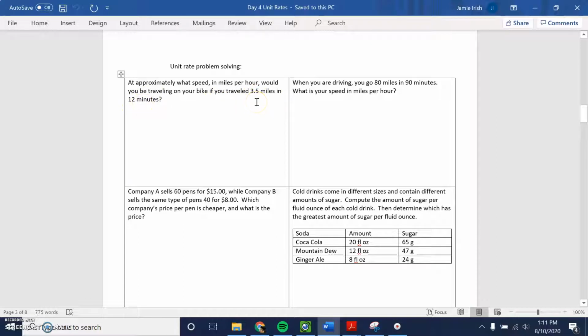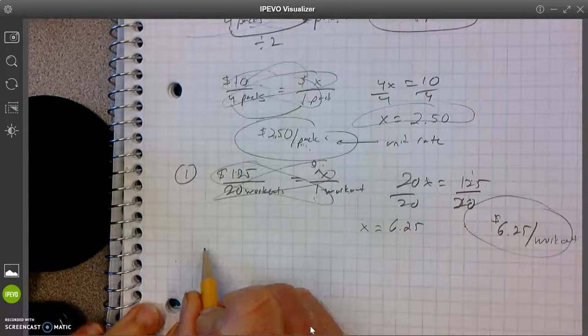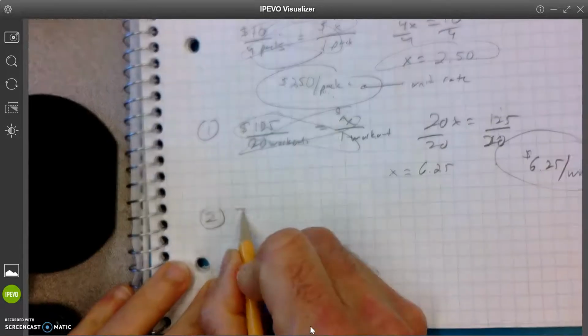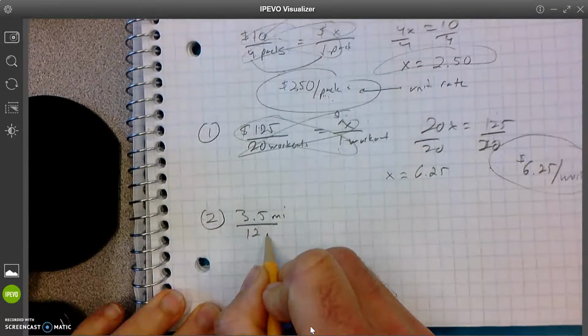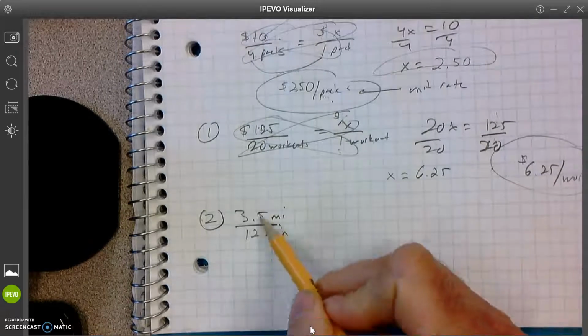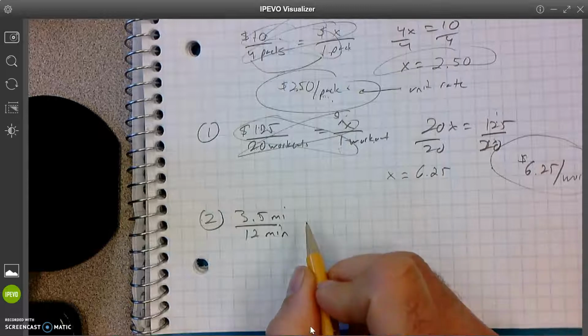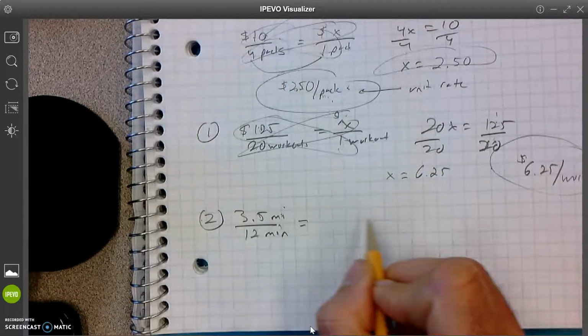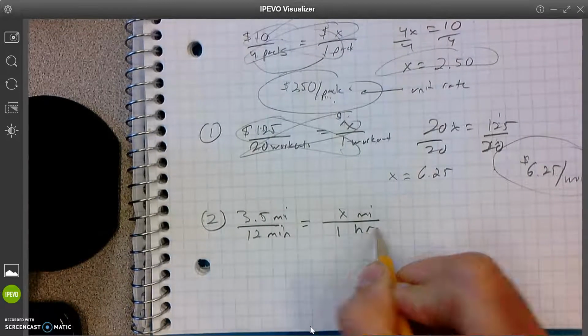Okay. So first things first, let's say it's example 2. So we're going to go 3.5 miles in 12 minutes. Now normally you just divide these, right, to find the unit rate, like we saw here and on the previous examples. But it doesn't ask you for miles per minute, does it? It asks you for how many miles for 1 hour.